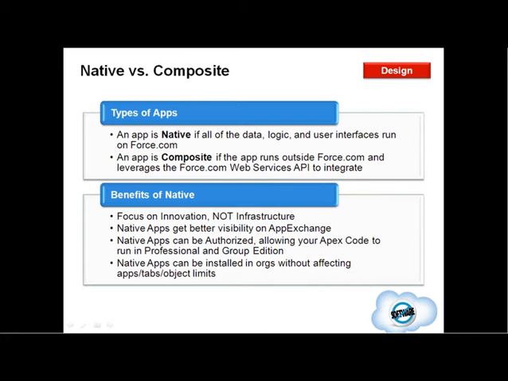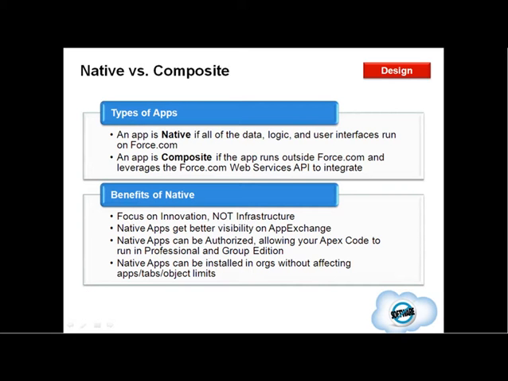So the first thing that you're going to want to think about as you design is if your application is going to be native or composite. So native means that all of your data, all of your logic, all of your user interface runs on Force.com, whereas composite means that you're doing more of a hybrid model. You have some functionality living on Force.com, and you're also hosting some functionality outside of Force.com on another infrastructure, and you're leveraging the Web Services API to integrate.